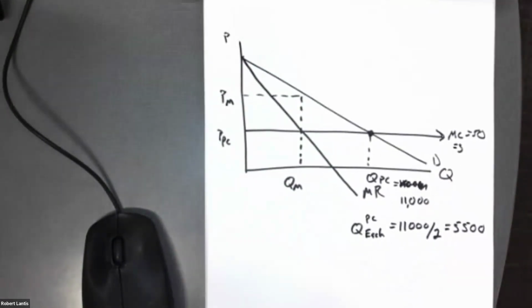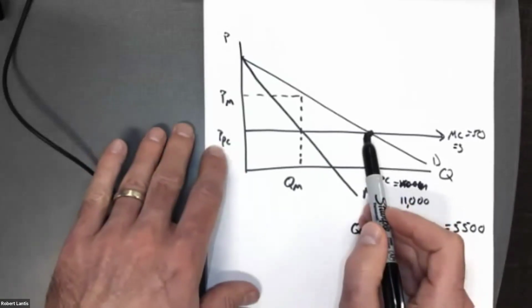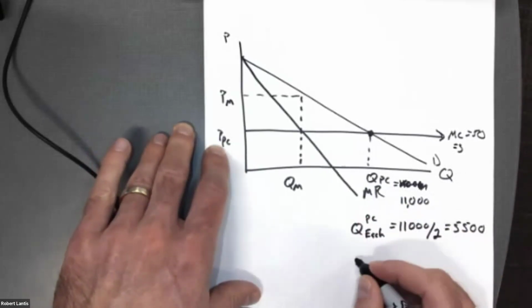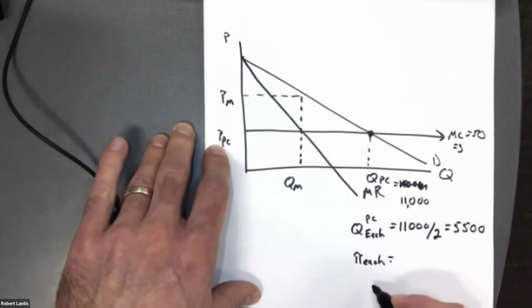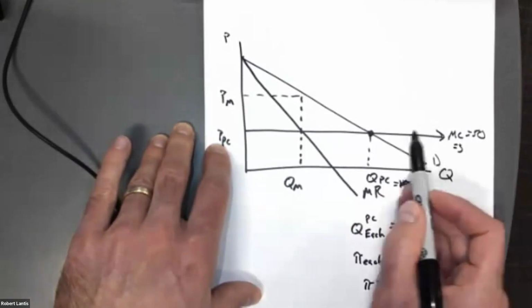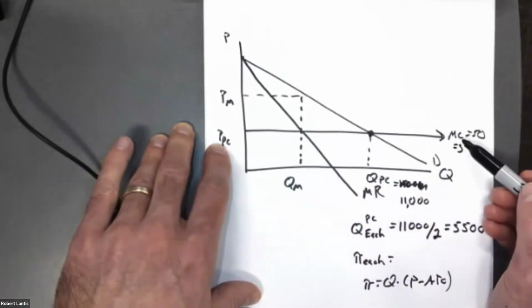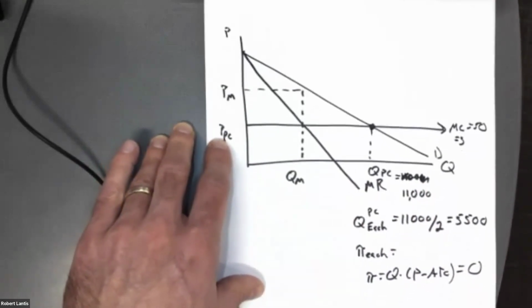Okay. So this would be my perfectly competitive outcome. If each firm is producing 5,500, the resulting price would be down here at 50. What are the profits of each firm going to be? Well, if profits are equal to the quantity I'm selling times the difference between price and average total cost, we said in these models where we have constant marginal cost, every unit has the same cost. So my per unit cost, it'll be the same thing as the price. I end up with 0 profits.